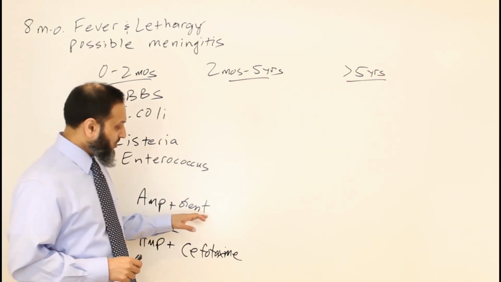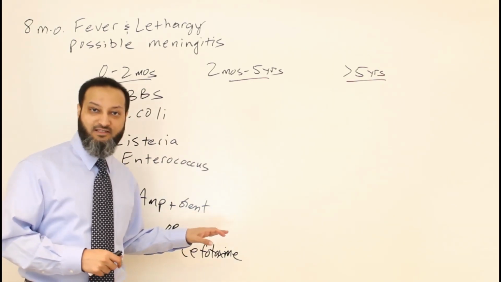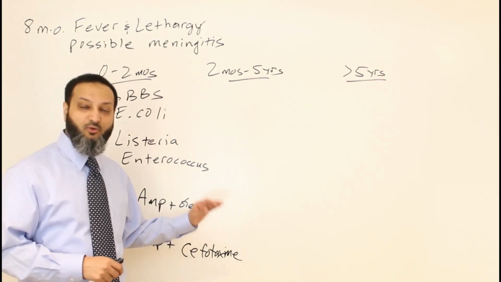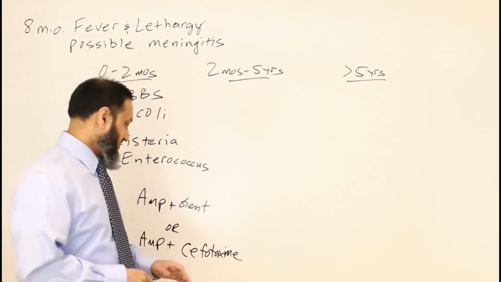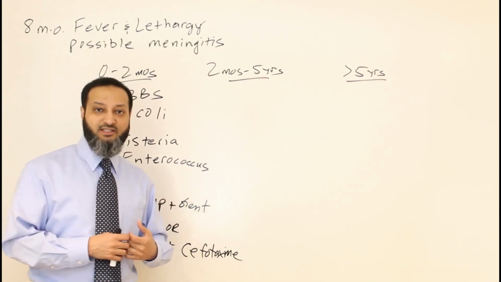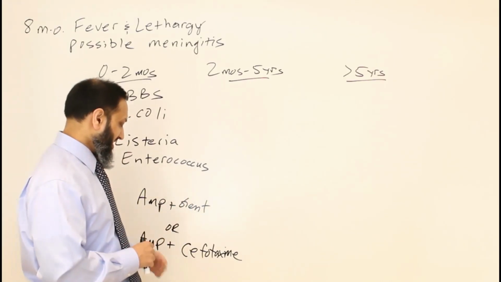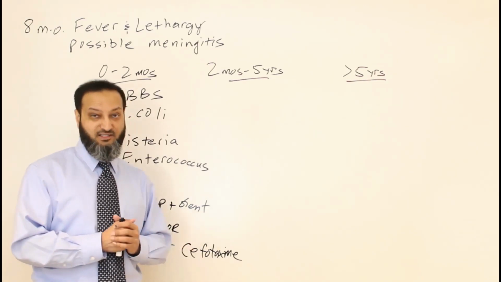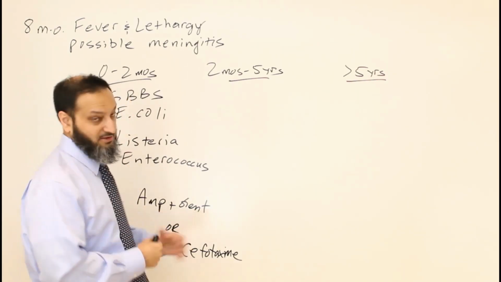Typically under 2 weeks of age, we'll use ampicillin and gentamicin in the newborn nursery, in the NICU. We tend to use a lot of gent, but if they've gone home and they're coming back with a fever, rule out sepsis, rule out meningitis, or they're older than maybe 2 weeks of age, sometimes we'll use the ampicillin and cefotaxime combination instead of the ampicillin and gentamicin.